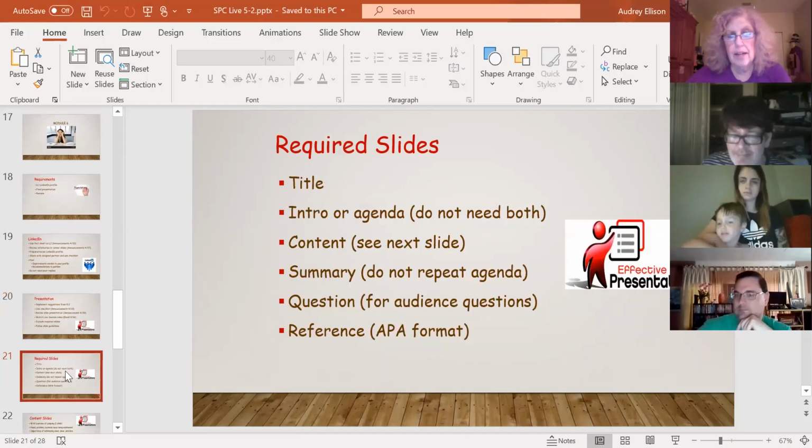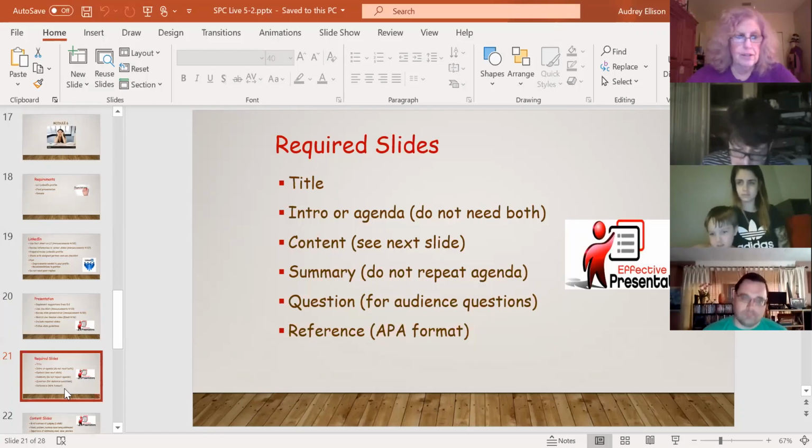Here are the required slides again, and there's 5 of those and basically 5 content, so that's where you get to your 10 slides. The title slide, the intro or agenda, you do not need both. Content, summary where you do not repeat the agenda, a question slide to see if the audience has any questions, and then your reference slide. Those are the required.